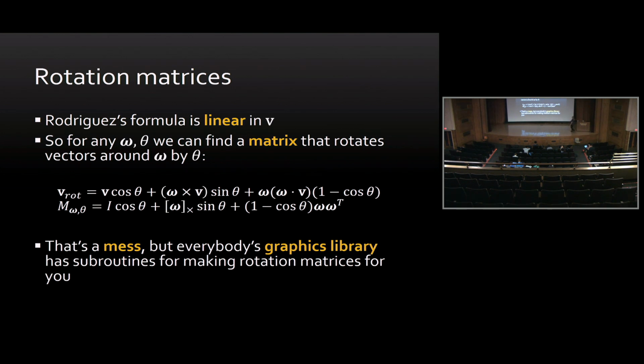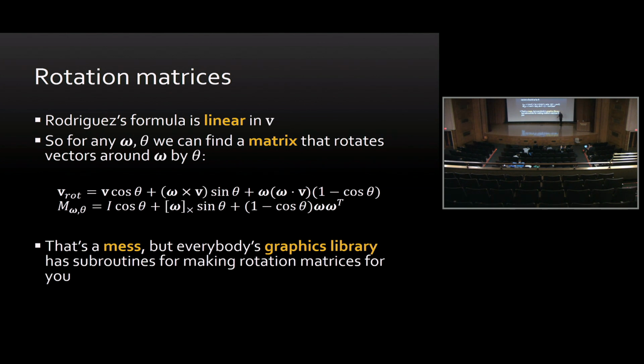So Rodriguez's formula here, if you look at it, this is a multiple of B, and so it's linear in B. This turns out to be linear in B also. The cross product is linear in both its arguments, so if you hold A constant and change B, you get something that's linear in it. And similarly, dot product. So this is the sum of three quantities that are all linear in V.